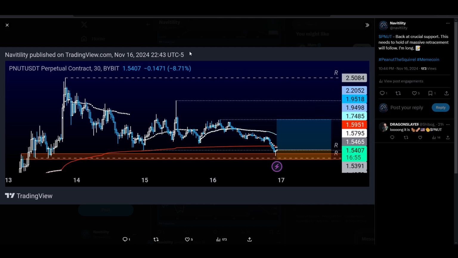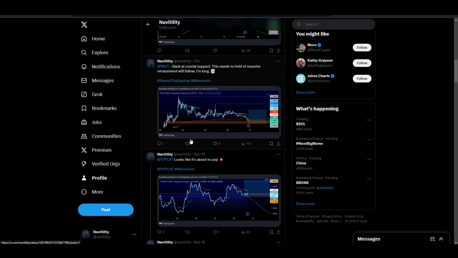TradingView does an amazing job. This guy, if he entered long, is now up 20%. Amazing.